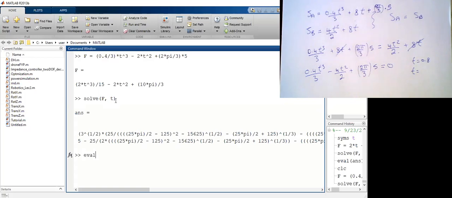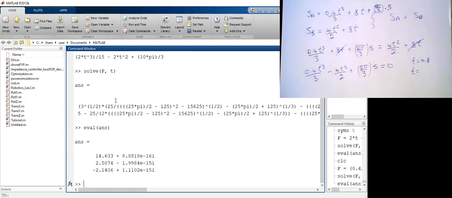So now I got this. I want to evaluate this answer, right? It will compute the actual values of it. All right, so this is what I have now. I have t is equal to 14.6 plus this 8 is minus 16, which is almost 0, right? Which is actually 0, right?